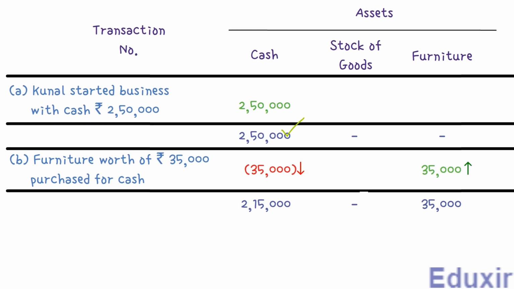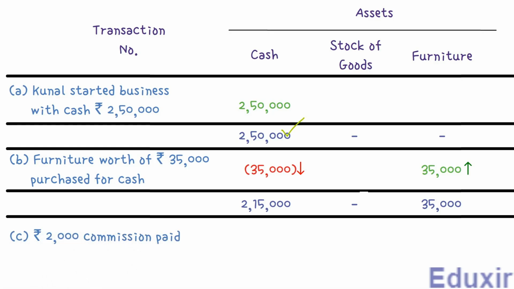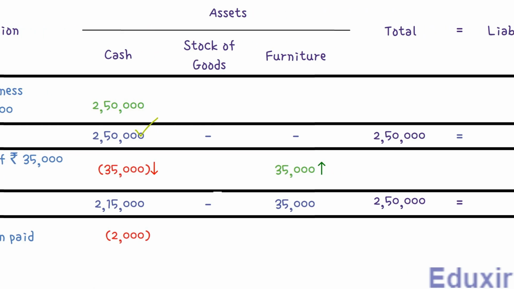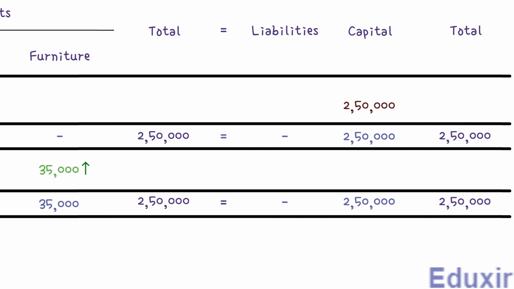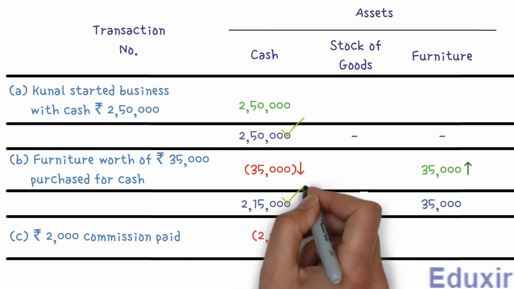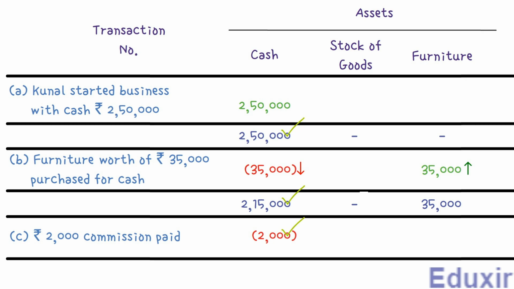Let's first write the transaction description as 2000 rupees commission paid. Now the payment of commission will reduce the cash by 2000 rupees. Also, the payment of this commission will reduce the capital by 2000 rupees. So at the end of this transaction, from 2,15,000 rupees of cash, if we subtract 2,000 rupees of cash, the business will still have 2,13,000 rupees of cash.